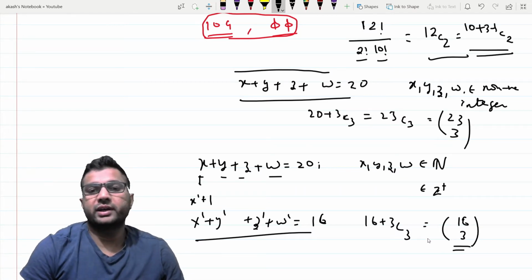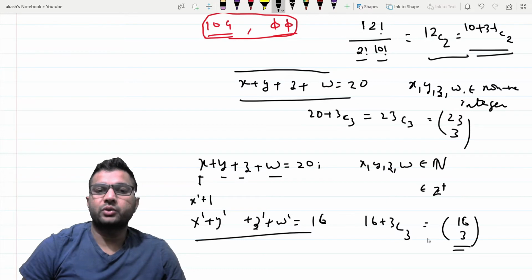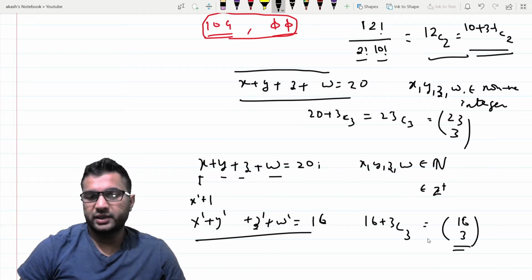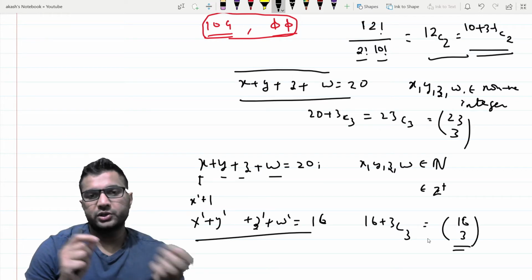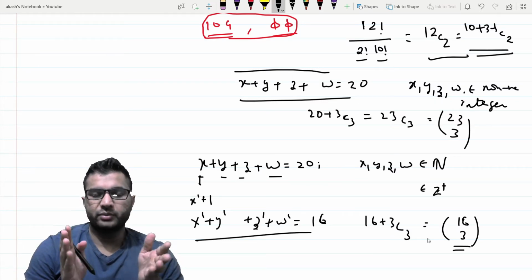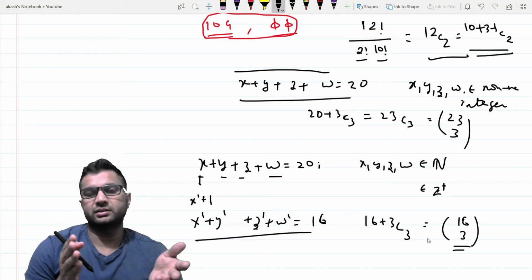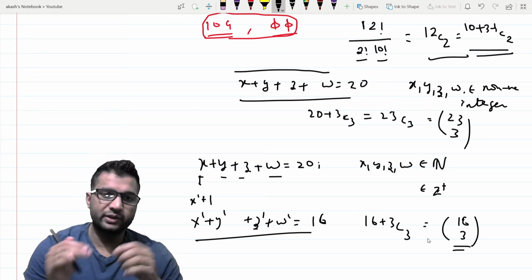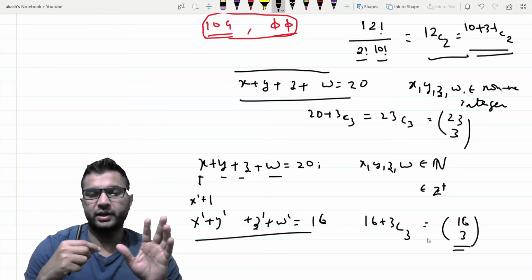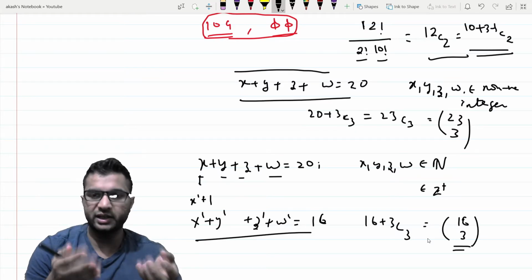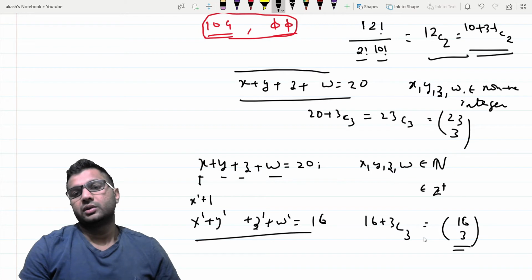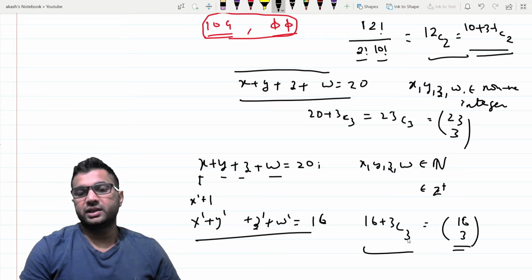Or otherwise we could say, let's just distribute one coin to each of the beggars, so that they will have at least one coin. This can be done in one way because all the coins are identical. There is no difference between the coins. So you will have 16 coins left, which you can distribute in any number of ways. So the answer will be 16 plus 3C3, the same way I did 12C2.